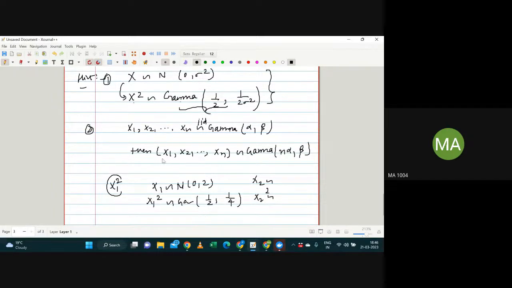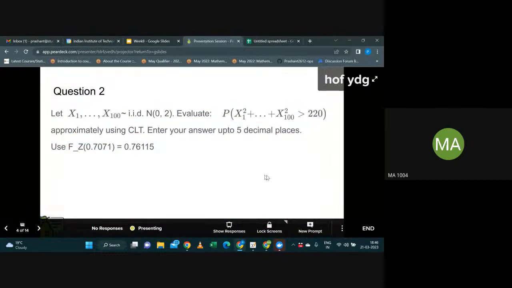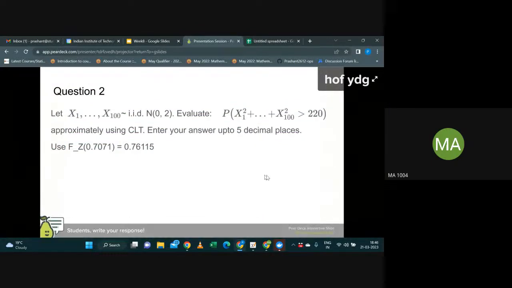Once it follows gamma with some alpha and beta, the sum of these IID gamma random variables will be gamma n times alpha comma beta. So accordingly proceed. You have to enter your answer up to 5 decimal places. You need the mean of gamma here. The formula sheet is available. The mean is alpha divided by beta, and the variance is alpha by beta square.